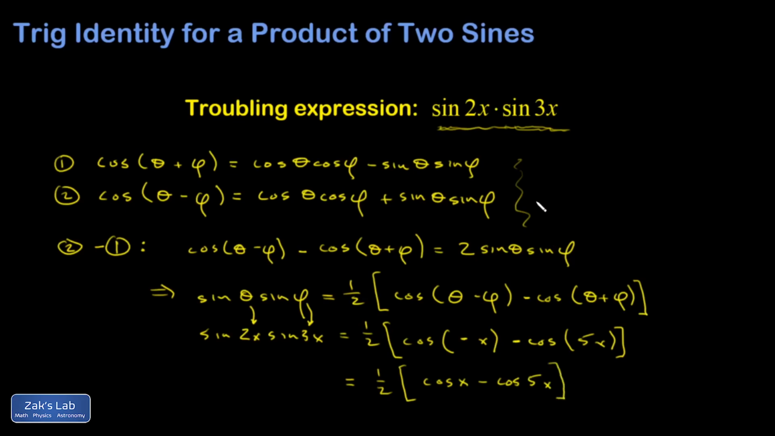Now, if you imagine being stuck with this thing in an integrand in a calculus course, you can't do anything with it. After you transform it, each of those pieces is easily guessable. The integral of cosine is just sine. The integral of cosine 5x is going to be sine 5x, but the chain rule will force you to put a 1/5 out in front.